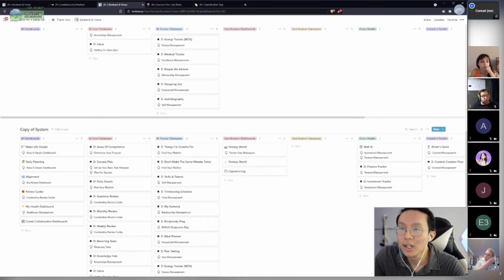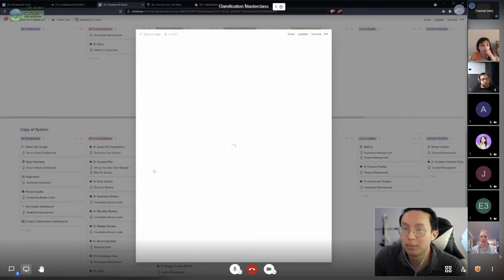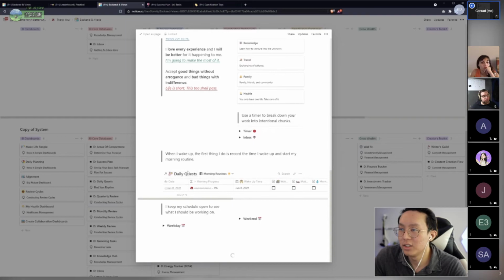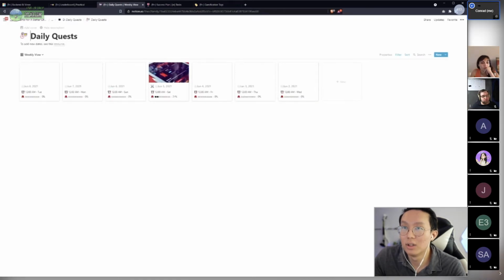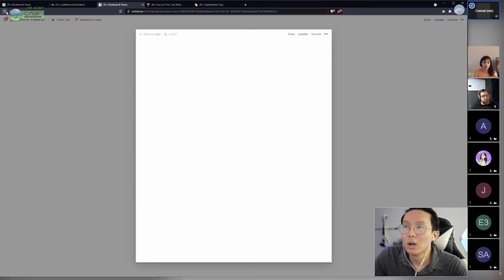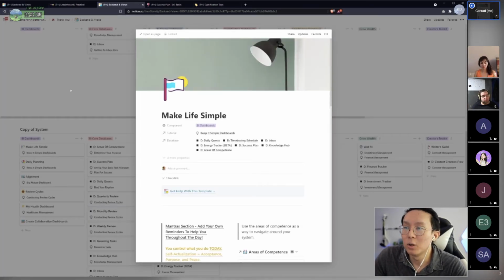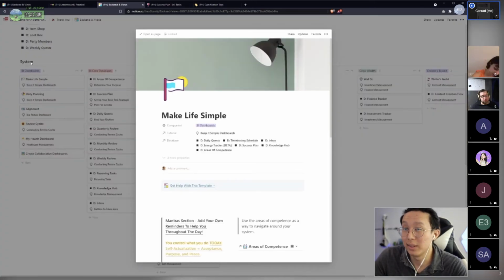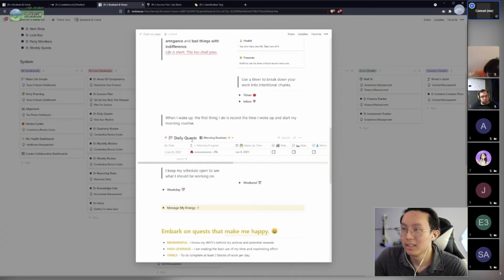So just to prove that it worked, right now if I go into my Make Life Simple and change this daily quest to MF daily quest, so I add MF in front of it, what will happen is if I go back into the Make Life Simple for player 1, so you probably want to rename the system to player 1, this daily quest doesn't change. You've essentially created a new duplicate of everything inside your system for your friend to come and play.